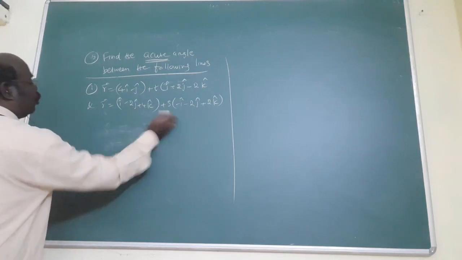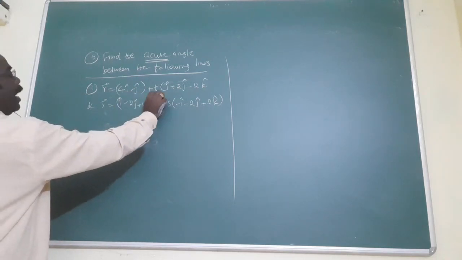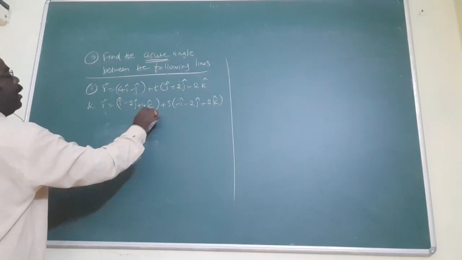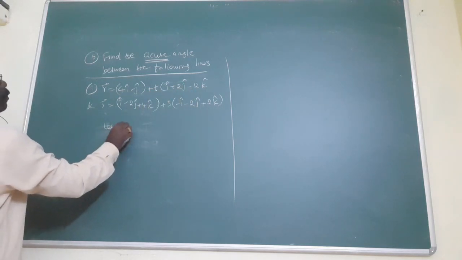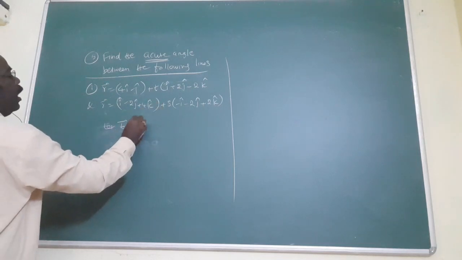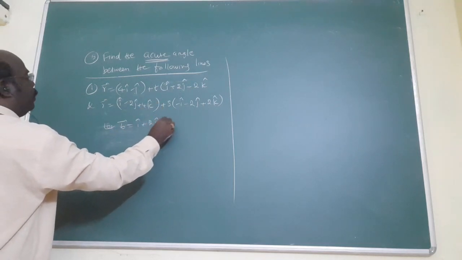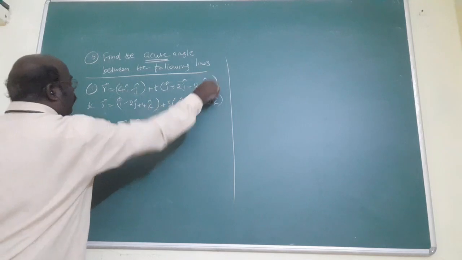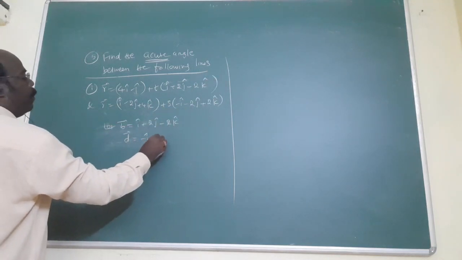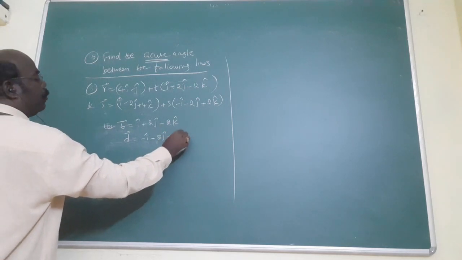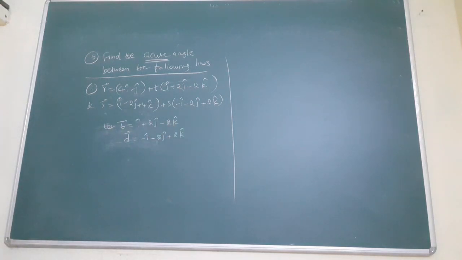Directly assume this is a scalar, this is a vector, this is a point. After the scalar, this one you know, which implies let B vector equal to i cap plus 2 j cap minus 2 k cap. Am I correct? D vector equal to minus i cap minus 2 j cap plus 2 k cap. In this way, we assume B vector, then D vector.